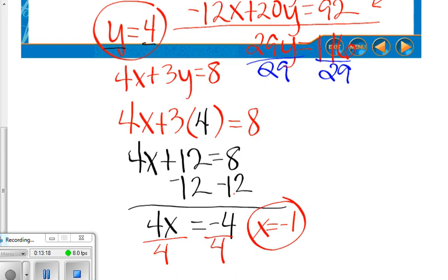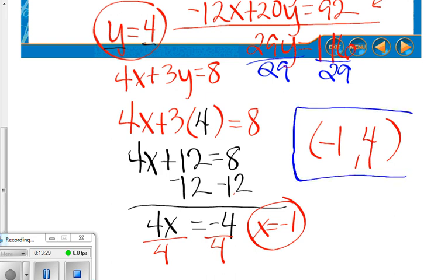All right, ladies and gentlemen, we're ready to write our final answer. Which one goes first? Negative 1 because it's x, it's alphabetical order. And then finally, 4. All right, good job. We just got one more example to go through, and we are done with this lesson.